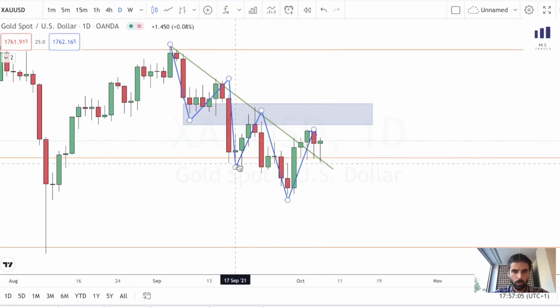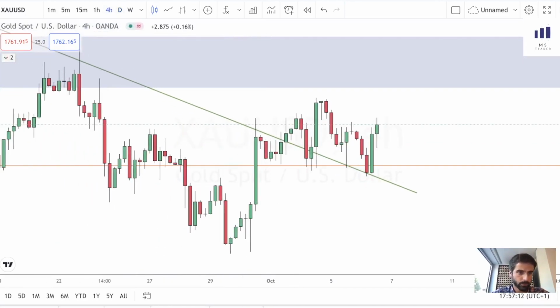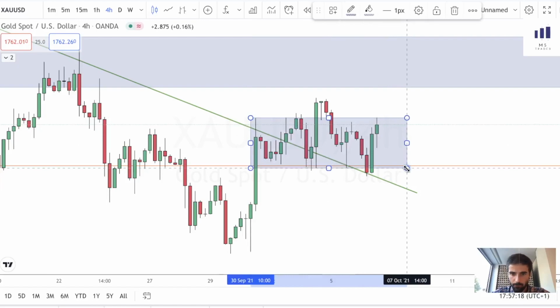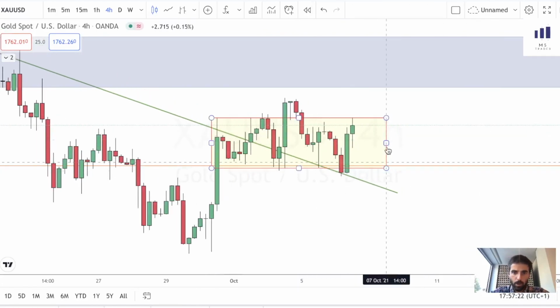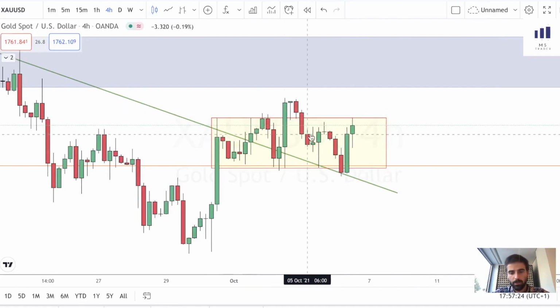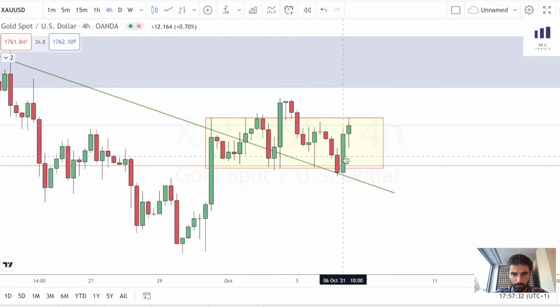If we go to a lower time frame, for the 4 hours, we can see that we are in a range. We can draw a box around it so you can see it, and this box was broken 2 times, one above and one below. Both of them were fake breakouts because they broke and they came back inside.